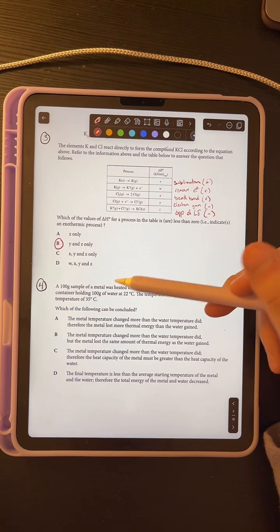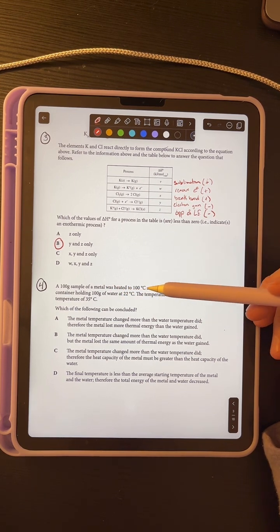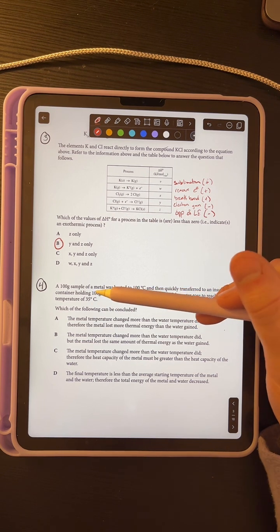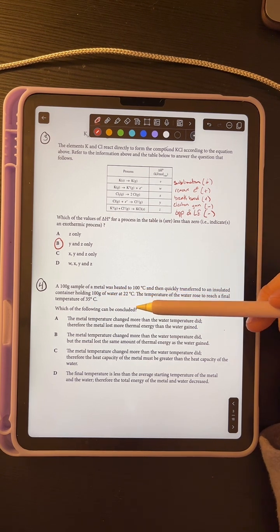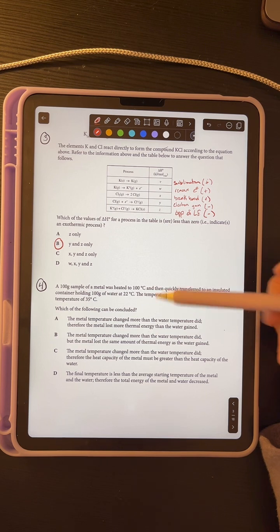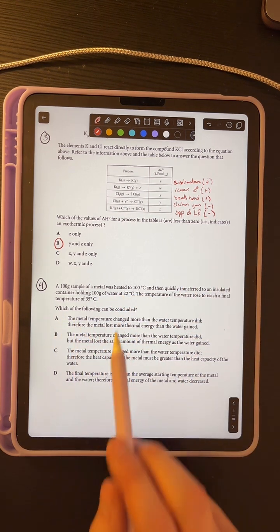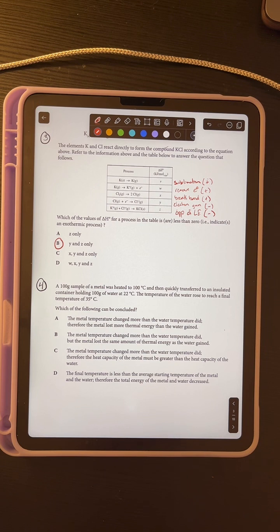A 100-gram sample of metal was heated to 100 degrees Celsius and then quickly transferred to an insulated container holding 100 grams of water at 22 degrees Celsius. The temperature of the water rose to reach a final temperature of 35 degrees Celsius. Which of the following can be concluded?